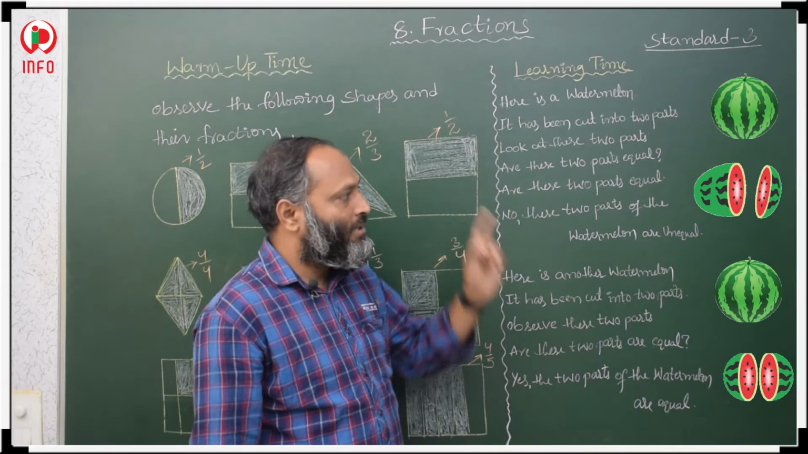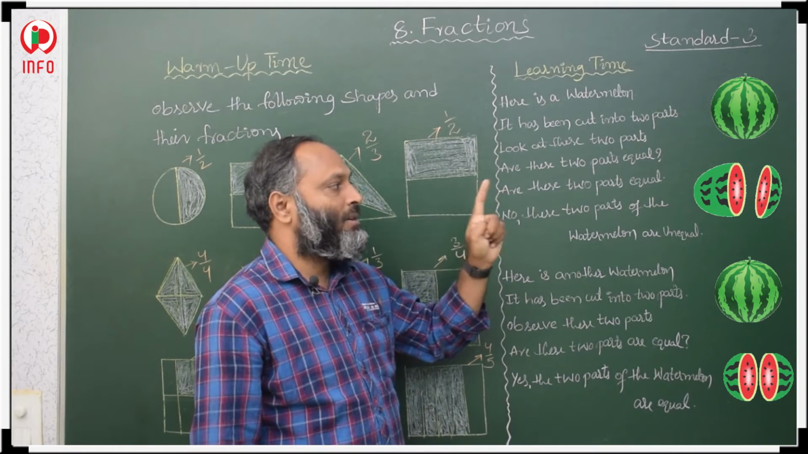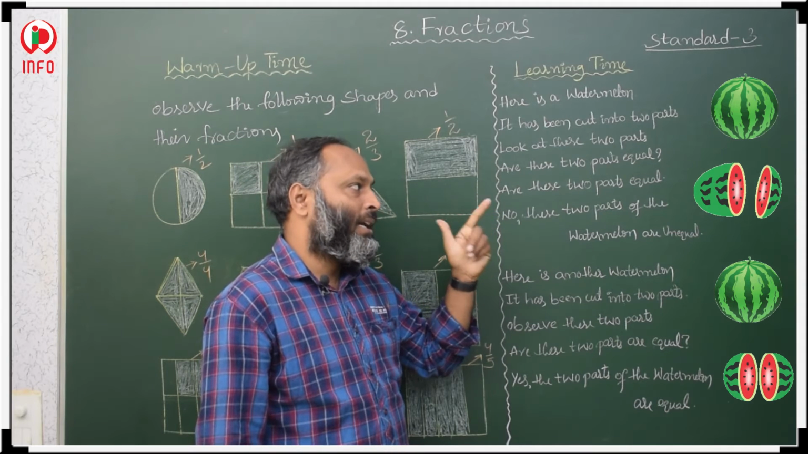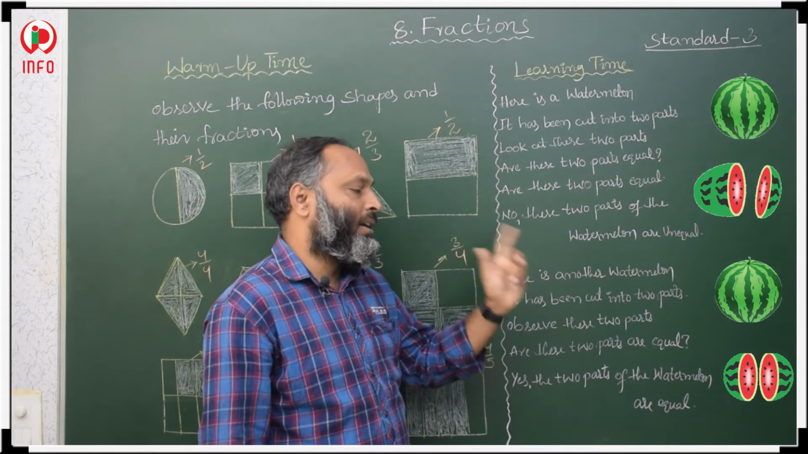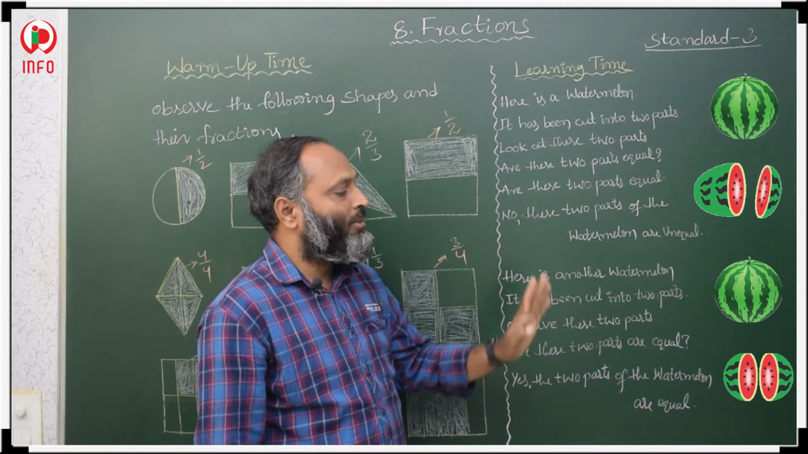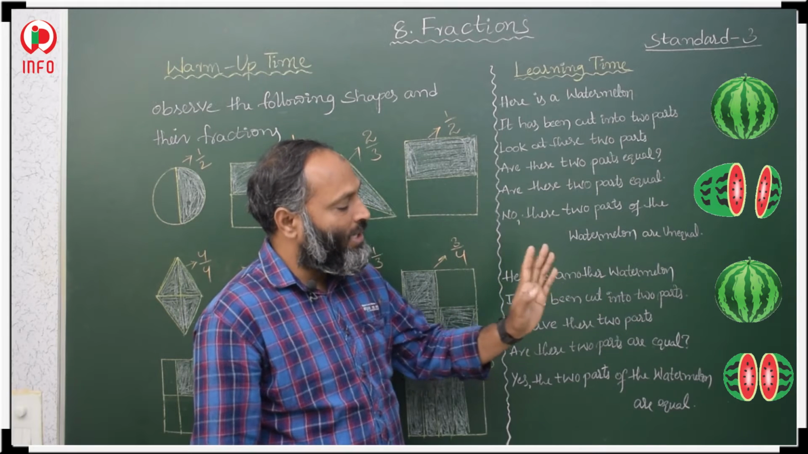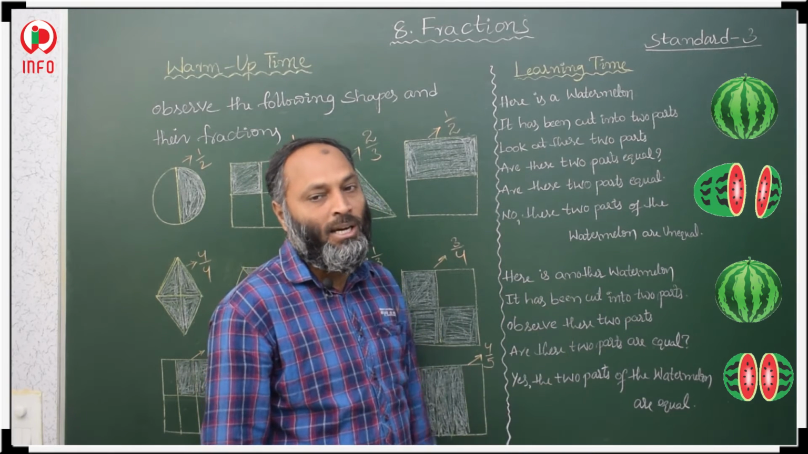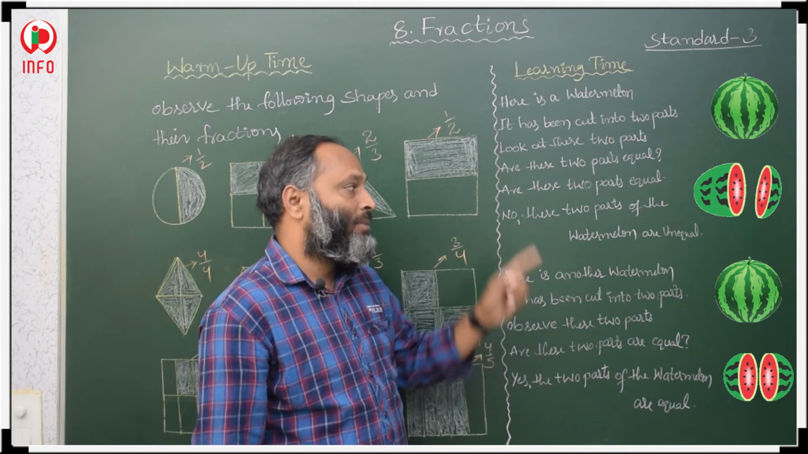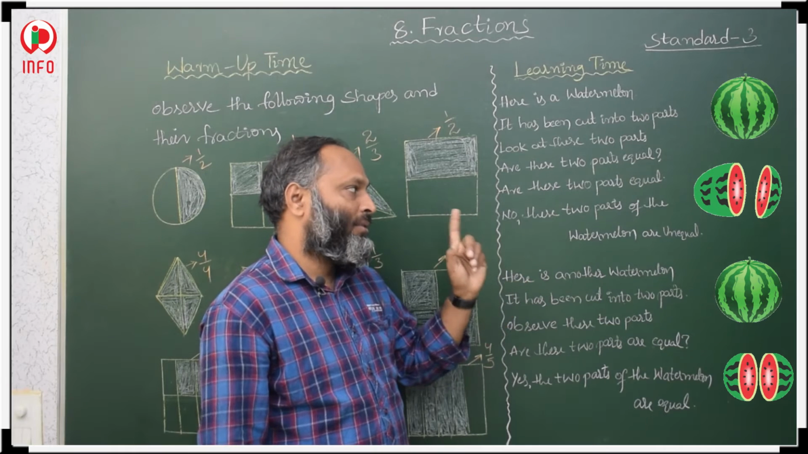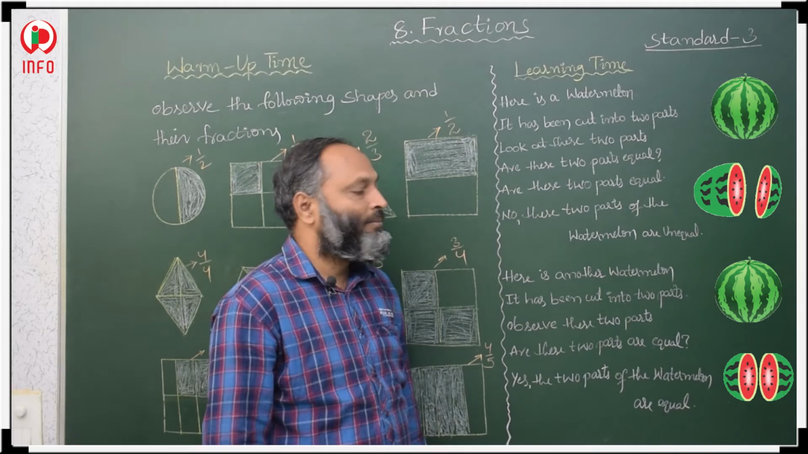So in the first watermelon, we made two parts that are not equal. One part is bigger and another part is smaller. In the second watermelon, again we cut into two parts. Here, the first part and the second part are both the same. In the second watermelon, we made two equal parts, but in the first watermelon, the first part is bigger and the second part is smaller. They are unequal parts. Okay.